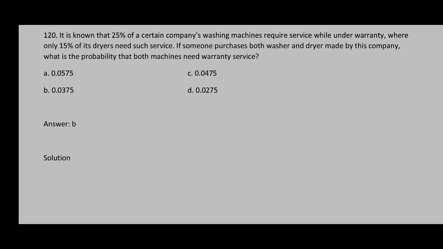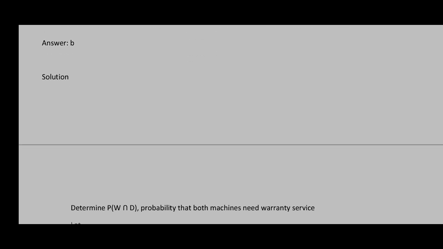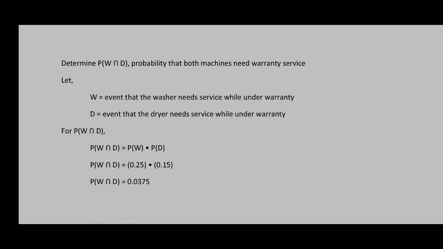Okay? Problem 120. It is known that 25% of a certain company's washing machines require service while under warranty, where only 15% of its dryers need such service. If someone purchases both washer and dryer made by this company, what is the probability that both machines need warranty service? Kung nakita mo yung tanong na yan sa board exam, sagot daw dyan ay letter B, 0.0375.